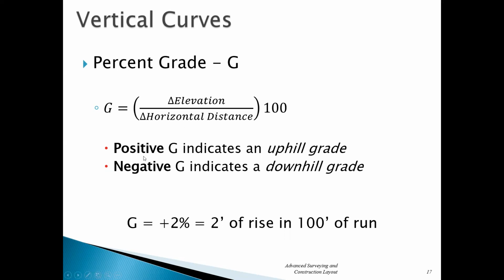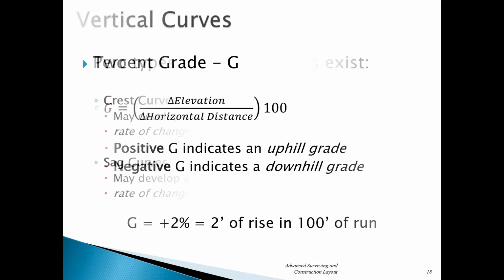An uphill number is indicated by a positive grade, and a negative indicates a downhill grade. But basically a 2% up and a 2% down is the same. It just depends on whether you're looking uphill or downhill on it. Okay. So when you see a number that says 2%, it says for every 100 feet of run that you're traveling, you're rising or falling 2 feet. Okay, so that's how a percent grade works.